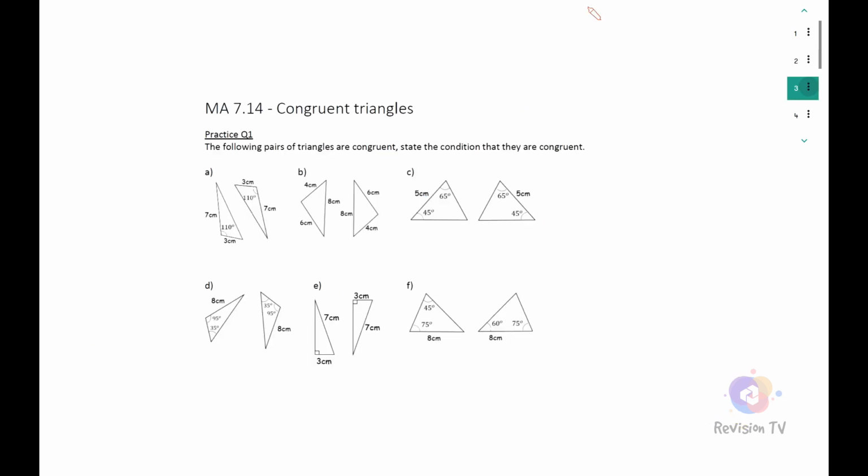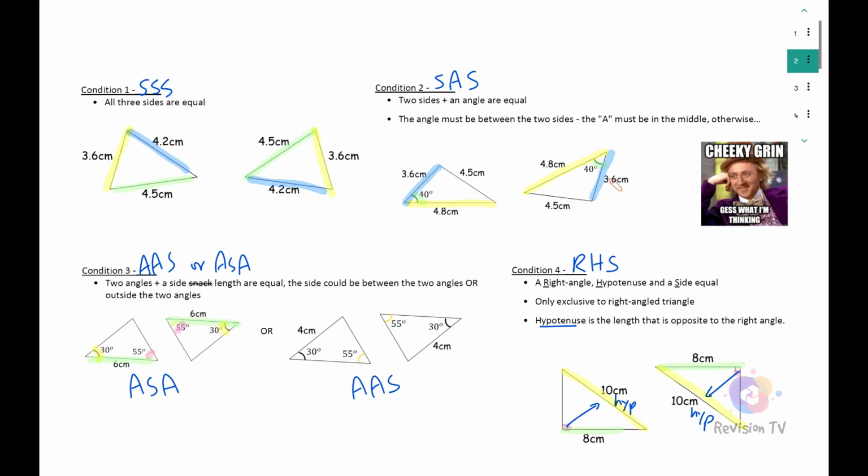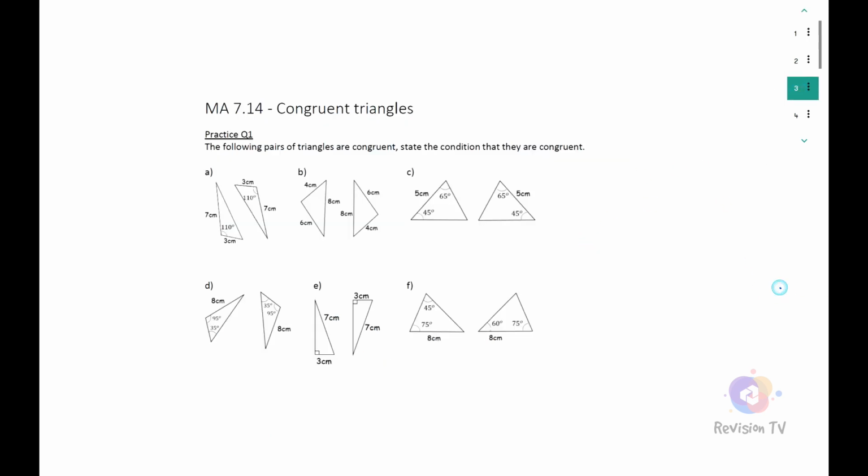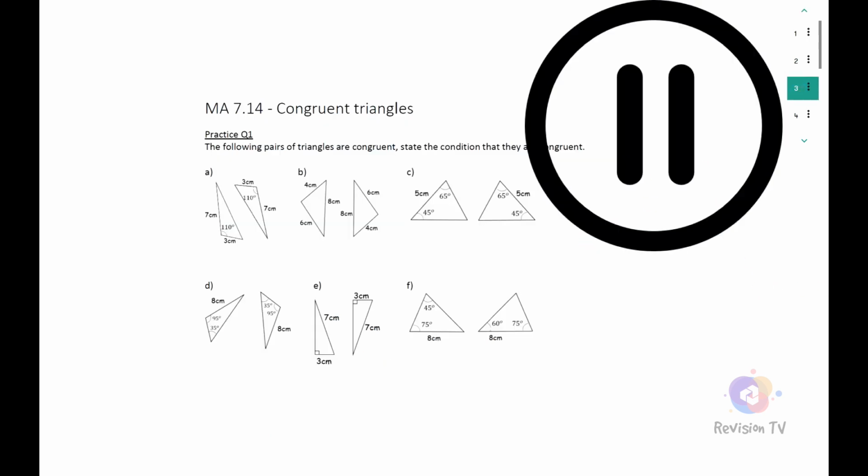Here comes practice question 1. State the condition that these are congruent. So you've got 6 questions. See if you can use the correct condition to state they are congruent. You can use this page to help you, these 4 conditions. So make sure you use one of these. Pause the video, have a go at the question. When you're ready for the answer, you can press play.